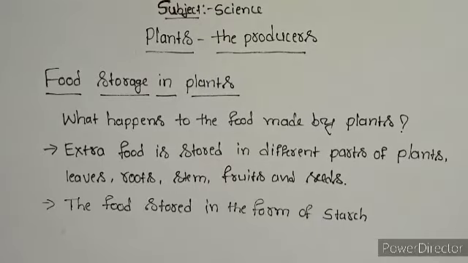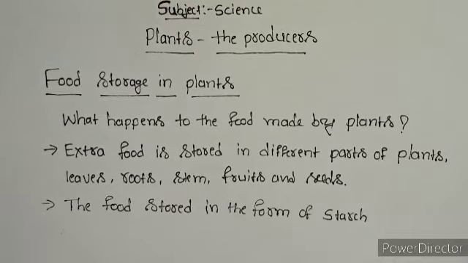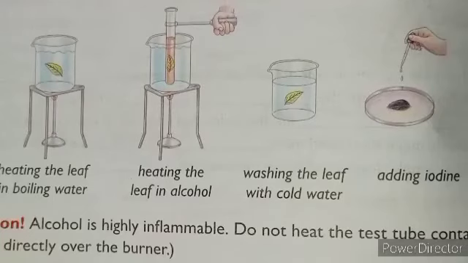The food in plants is stored in the form of starch. We eat such parts of various plants. We can check whether food is stored in a part of a plant by testing for the presence of starch. Now I am going to show you by picture how food is stored in the form of starch, and how to test whether green leaves contain starch.